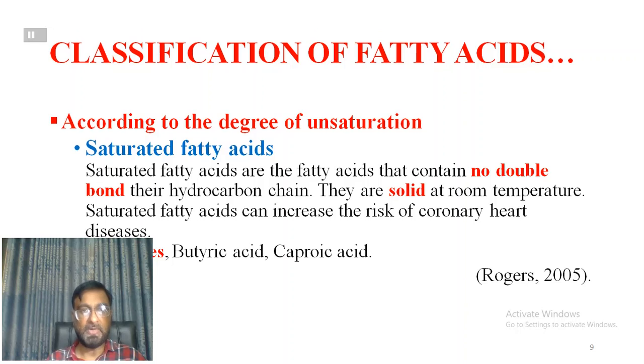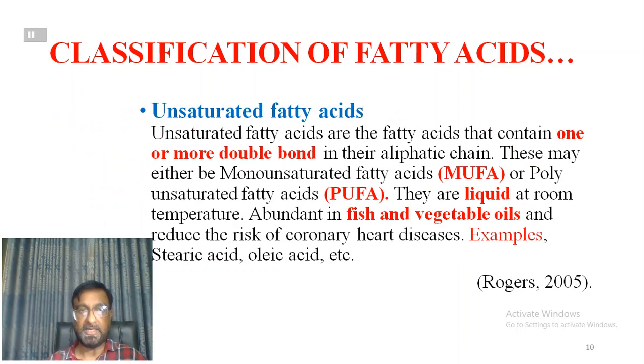Now we will be talking about the classification based on the unsaturation. There are two classifications, saturated fatty acids and unsaturated fatty acids. Saturated fatty acids contain all single bonds and don't have double bonds in their hydrocarbon chain. Normally these tend to remain solid at room temperature. For example, butyric acid, caproic acid.